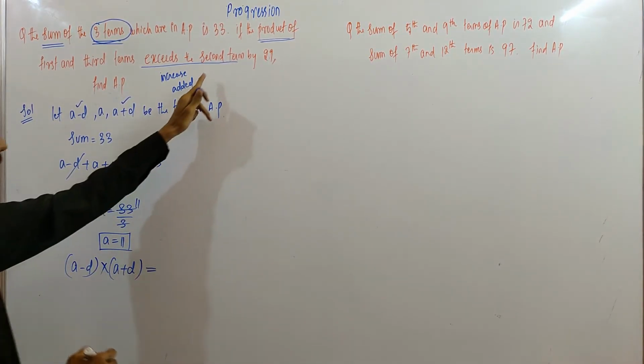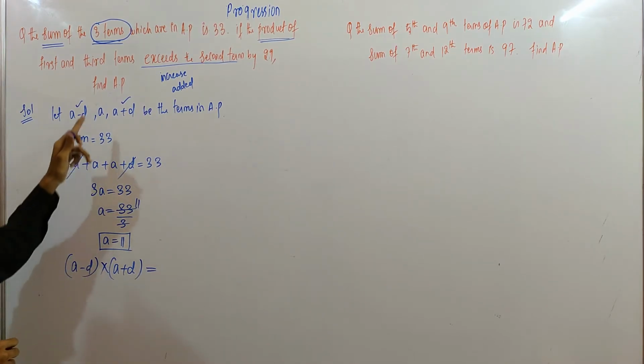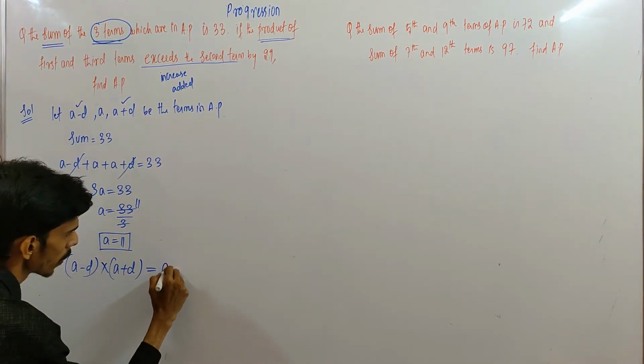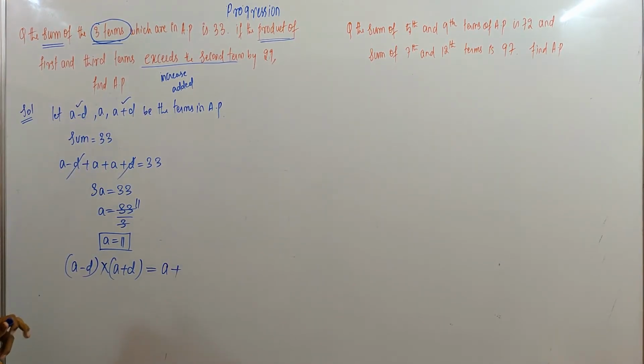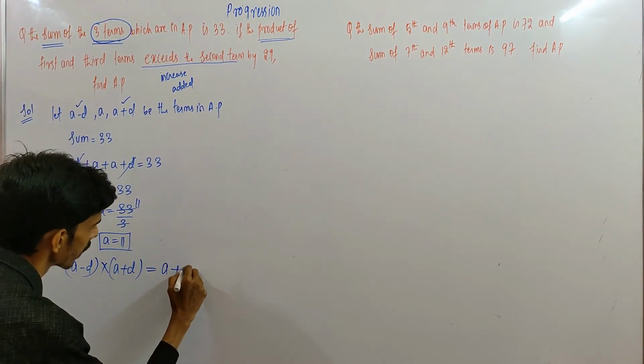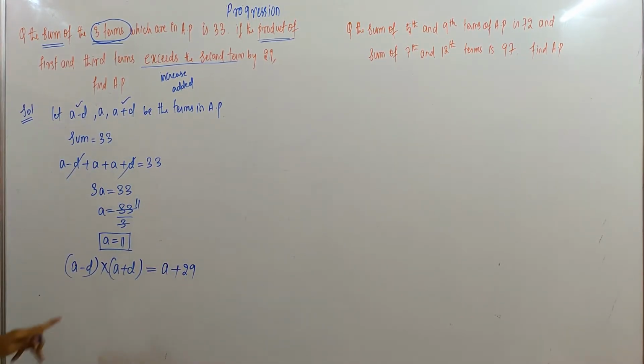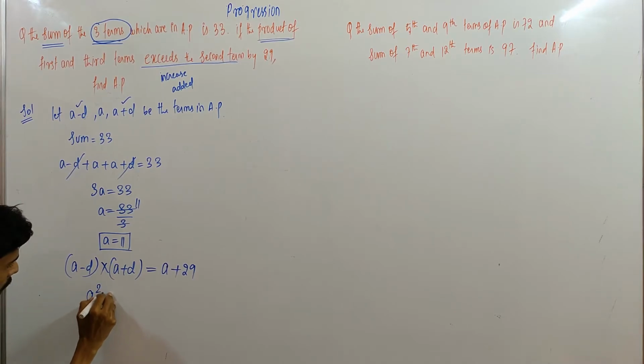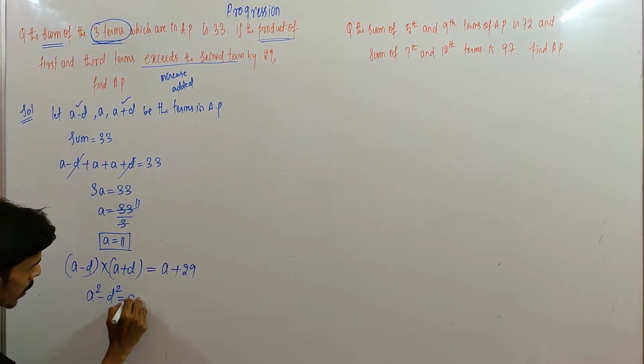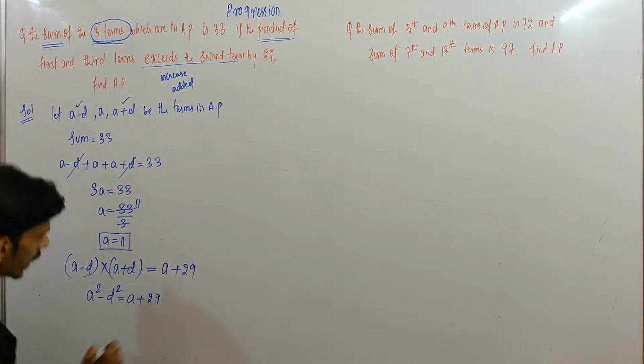So it exceeds the second term by 29. Here the second term is a, so 'exceeds by' means added by 29. This is the given statement in the question. Now (a − d)(a + d) is the a square minus b square formula, so it becomes a square minus d square is equal to a plus 29.